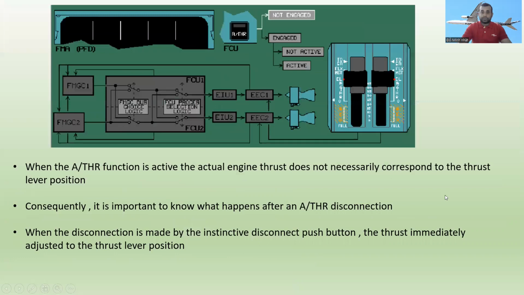When the autothrust function is active, the actual engine thrust does not necessarily correspond to the thrust lever position. Consequently, it is important to know what happens after an autothrust disconnection. When the disconnection is made by the instinctive disconnect pushbutton, the thrust is immediately adjusted to the thrust lever position. Just remember it.